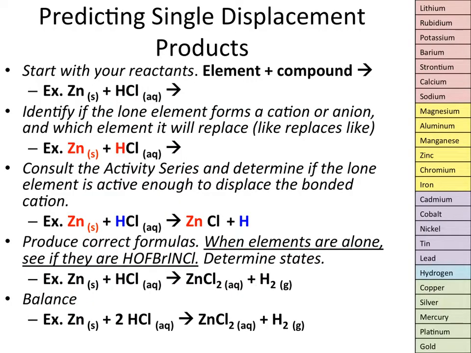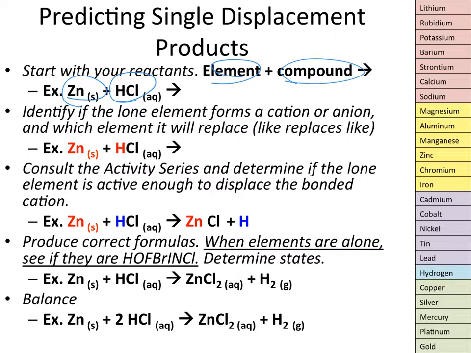All right, so when it comes to single displacement reactions, we have to look at our activity series to see if that reaction will happen. The first thing you need to do is identify your reaction. If you have an element plus a compound, you're dealing with a single displacement reaction. So here we have a single element, zinc, and here we have a compound, HCl.